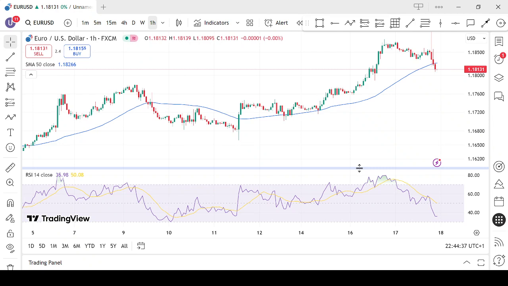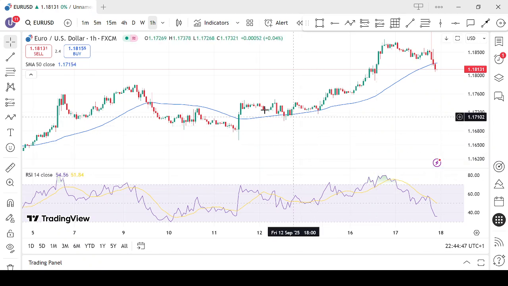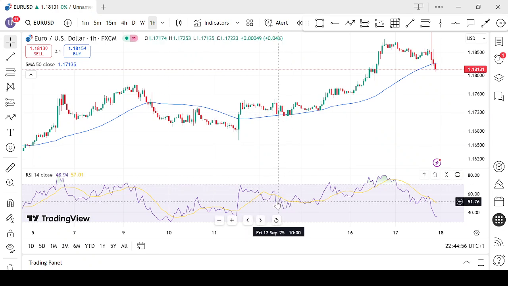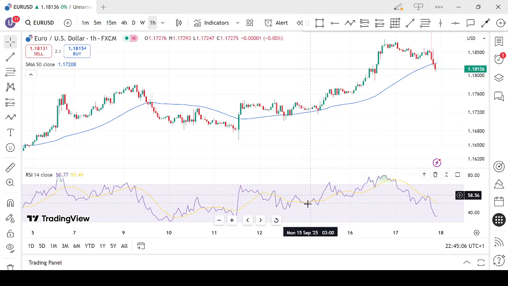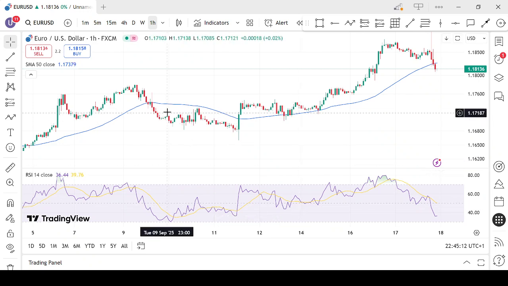Now the third step would be to identify clear entry signals. You have to watch for price to cross above the 50 period moving average, and you wait for the RSI to move above 50 for potential long entries. And as you can see at this area, when price moved above the 50 moving average, at this area you just need to wait for the RSI to be above 50, then you enter your buying trade at this area. Now for a sell trade, you just wait for the RSI to drop below the 50 region, and you wait for price to be trading below the moving average.